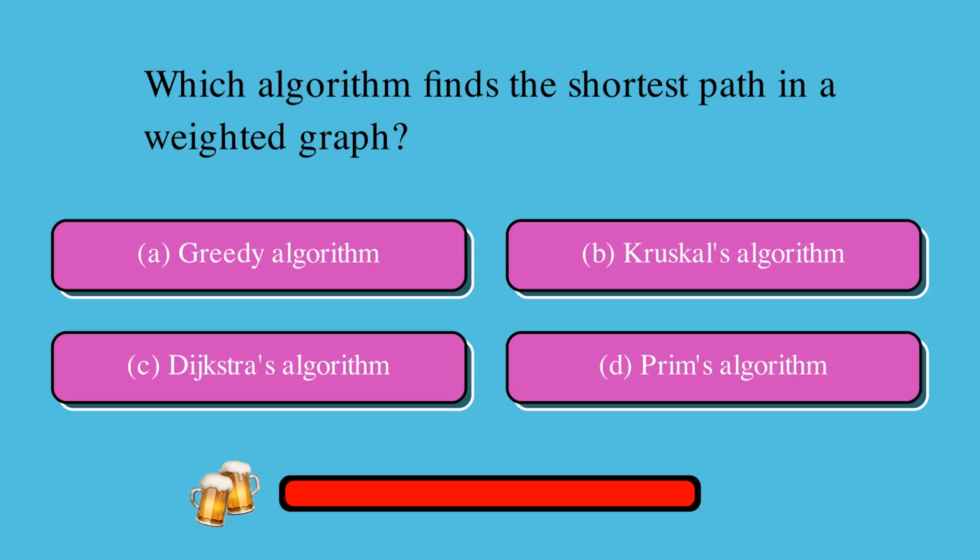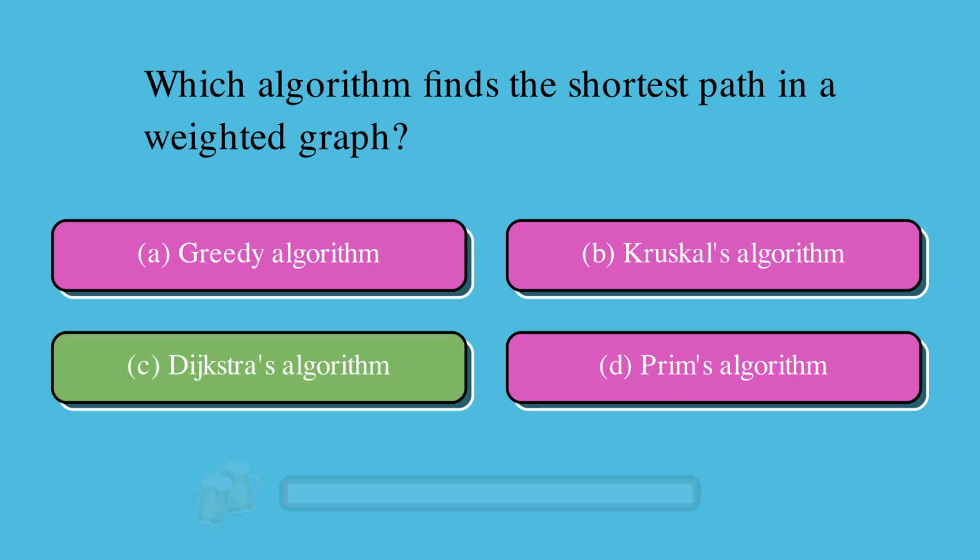Which algorithm finds the shortest path in a weighted graph? Is it A, greedy algorithm, B, Kruskal's algorithm, C, Dijkstra's algorithm, or D, Prim's algorithm? The correct answer is C, Dijkstra's algorithm.